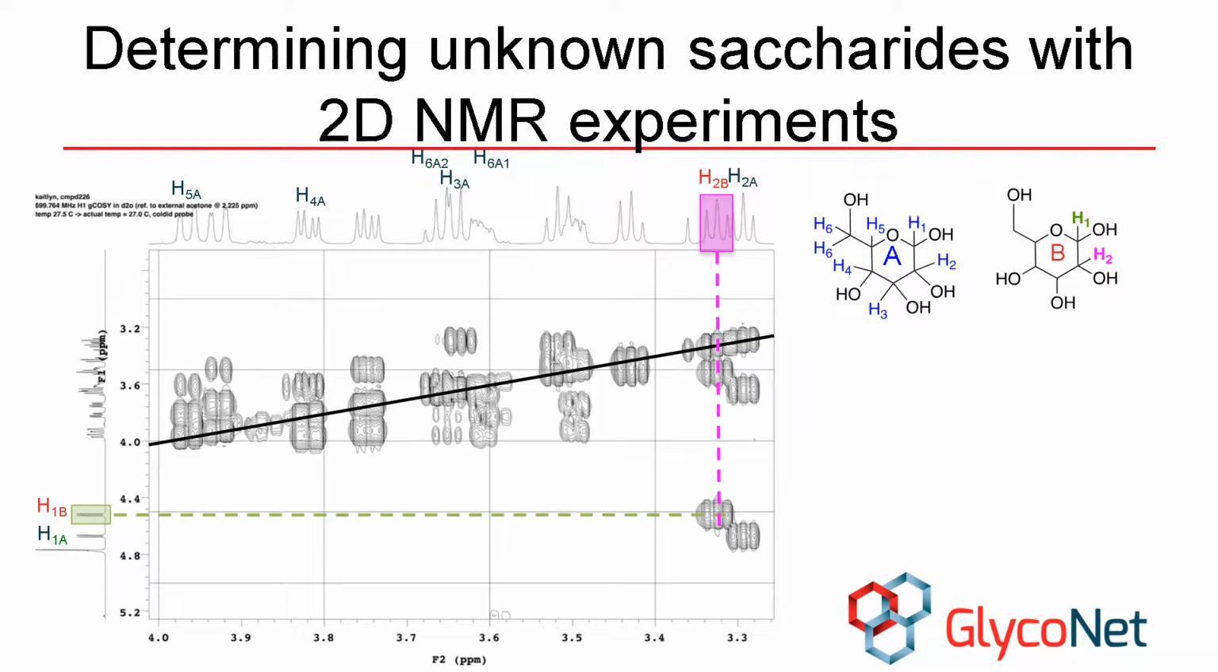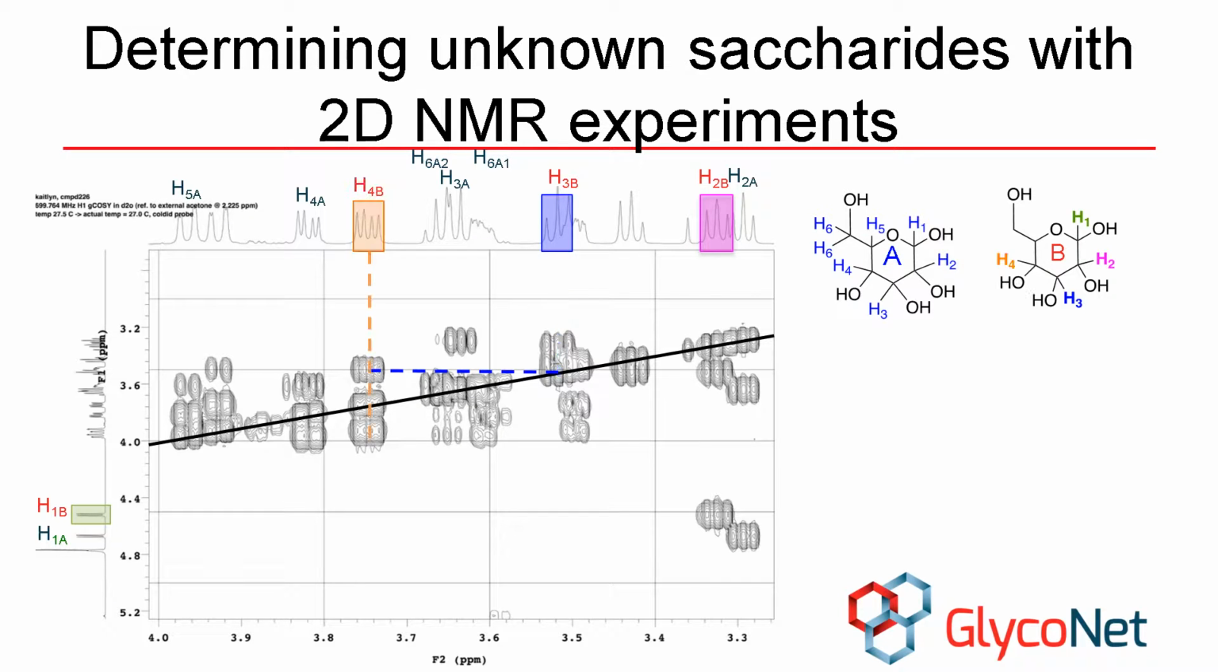Looking along the vertical of H2b, we see an additional cross-peak which intersects the diagonal at 3.51 parts per million. By drawing a vertical line at the point of intersection, proton 3b is identified and shown in blue. Again, the vertical of H3b only has one cross-peak. However, if we look along the horizontal of H3b, we find a corresponding cross-peak at 3.75 parts per million, indicating that this is the proton at position 4, as indicated by the orange color.